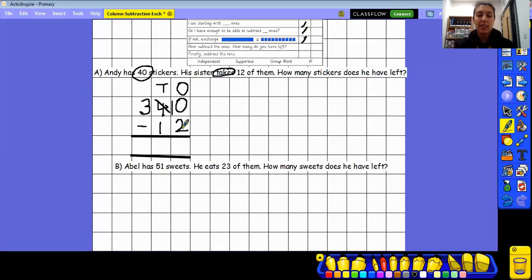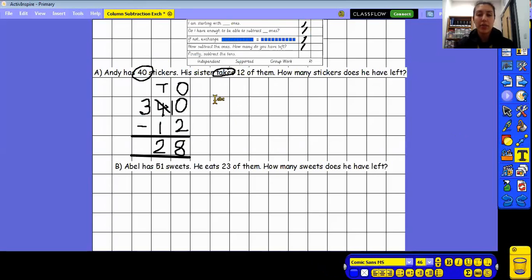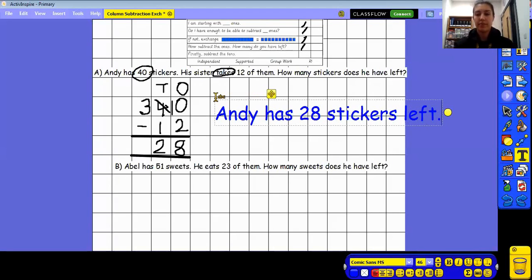So I need to do 10, take away 2, and because I know my number bonds, I know it equals 8. Well done. And when I finally worked out how many ones I've got left, I can start working out how many tens I've got left. So I'm starting with 3 tens, and I'm going to take away one of them, and that leaves me with 2 tens. So 40, take away 12, leaves me with 28. So then I need to write that Andy has 28 stickers left.